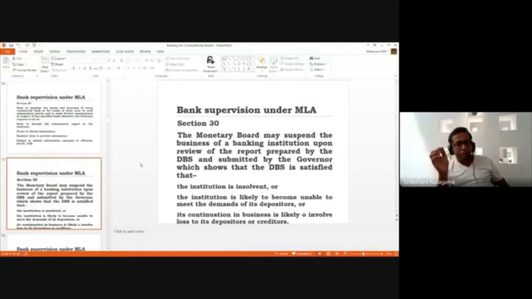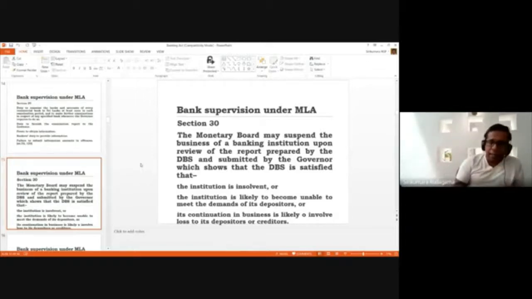You'll see the first point. This is something I want to mention. The institution is insolvent, right? That is one of the situations in which the Director of Bank Supervision can recommend and the Monetary Board can decide to suspend the license of a banking institution. The institution is insolvent. Look here, the situation.